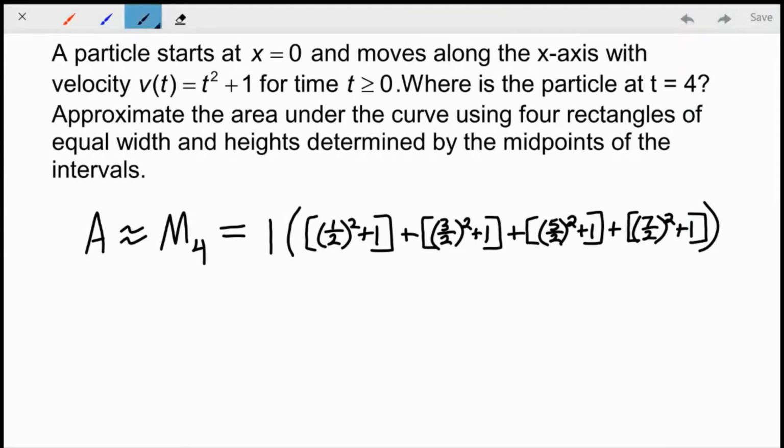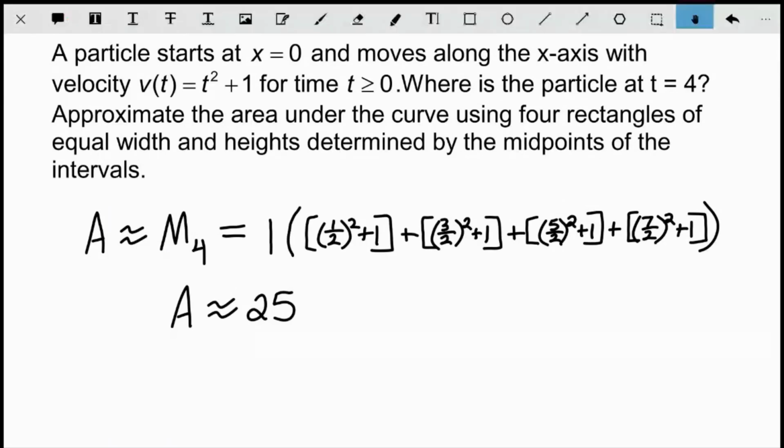So in the end, my midpoint approximation, the area that I'm approximating between the curve and the axis, is about 25. It says approximate the area under the curve using 4 rectangles. That means that my position at time 4 would be approximately 25 units to the right of x equals 0, because that's the area between the velocity curve and the time axis.